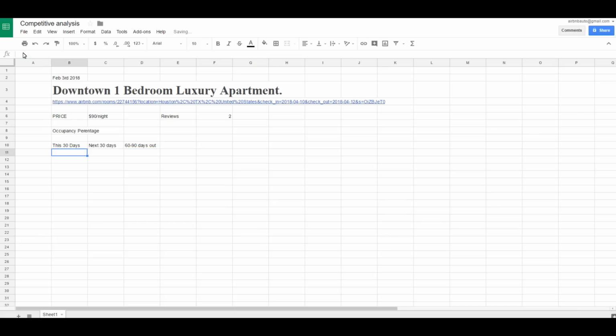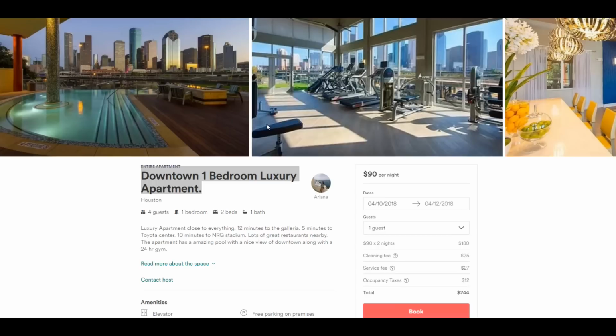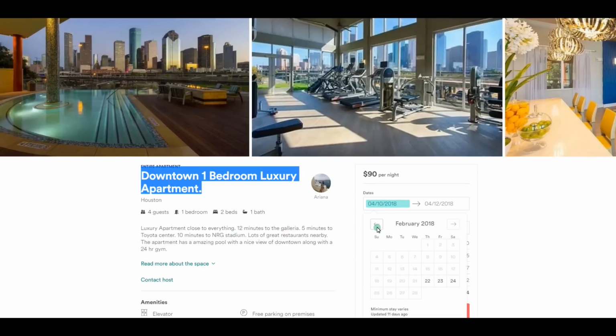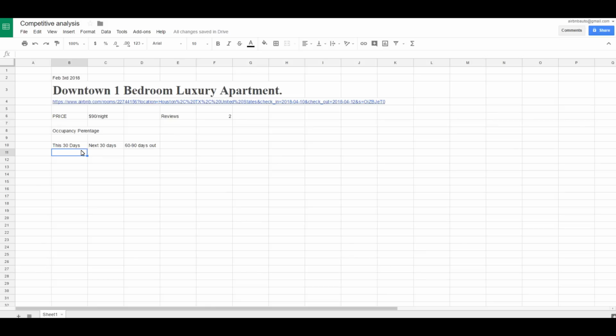To do this is pretty simple. What we're going to do is go back and look at February. She's got 25 out of 28. So you go into here, 25 divided by 28. And actually, let's put the equal sign. Equals 89% occupancy.